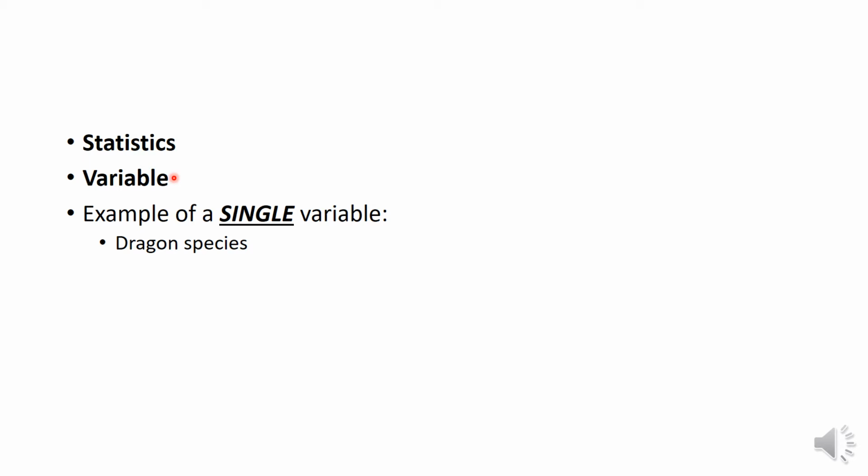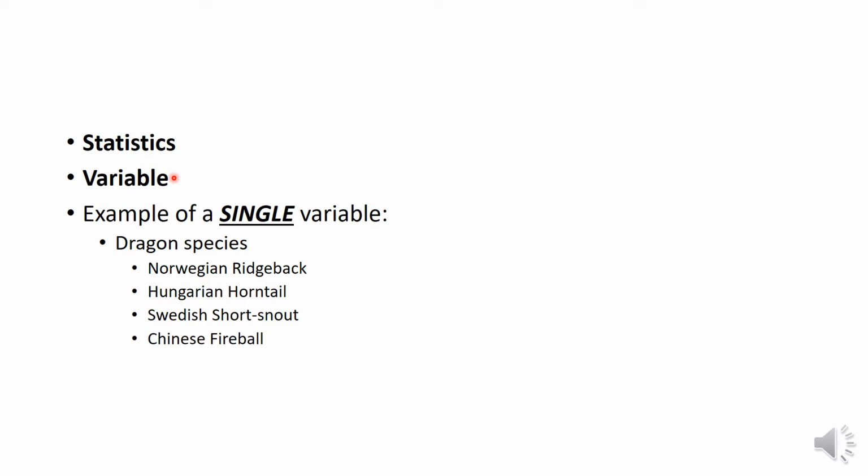So that's the attribute I'm interested in, and that attribute, as your definition states, can take on different values. The various values that I come upon while studying dragons in Romania are that some of the dragons are Norwegian ridgebacks, some are Hungarian horntails, some are Swedish short snouts, and some are Chinese fireballs. So what we have here is, again, a single variable, and that's dragon species. Norwegian ridgeback, Hungarian horntail, etc., those are different values that attribute has in the different dragons that I come across. But this is just one variable. This will become really clear once we do more practice with this.